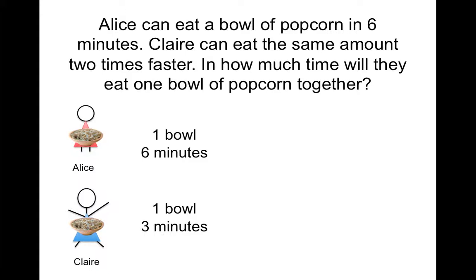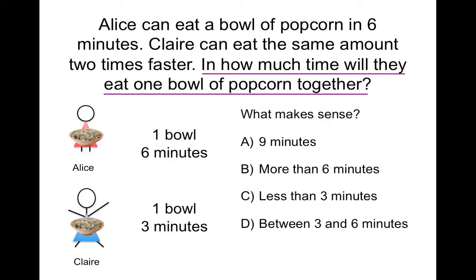Let's think about what will make sense as an answer to this question. How much time will it take for them to eat one bowl of popcorn together? What kind of answer do you think makes sense? Should it take them 9 minutes to get through one bowl? Something longer than 6 minutes? Less than 3 minutes? Or somewhere between 3 and 6 minutes? Since Claire can polish off a bowl by herself in 3 minutes, if Alice is helping her, it's going to take less than 3 minutes for them to eat one bowl together.